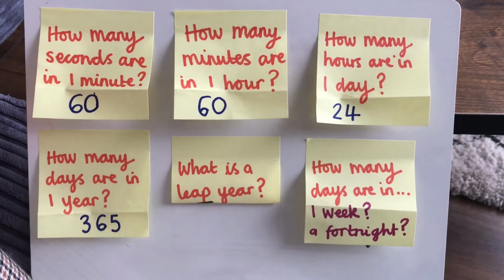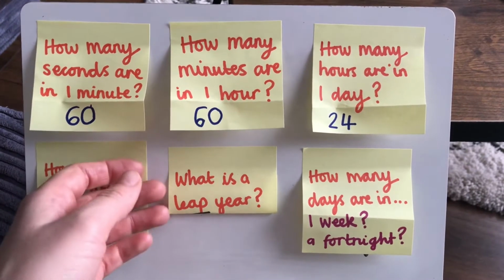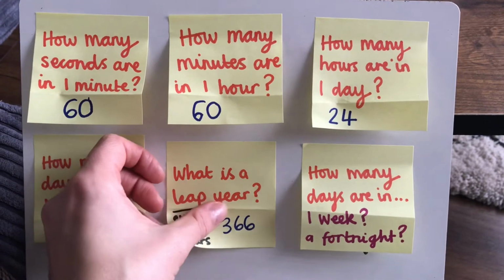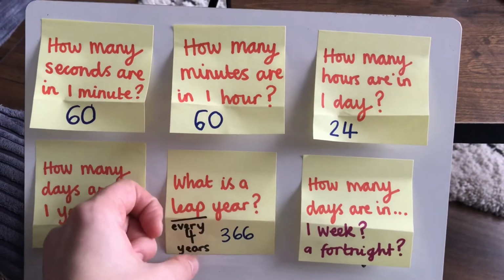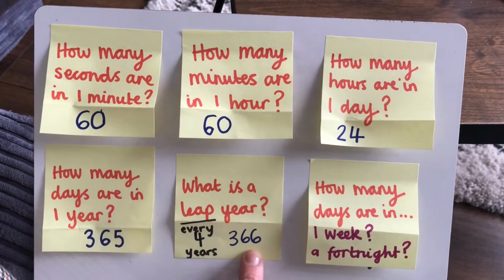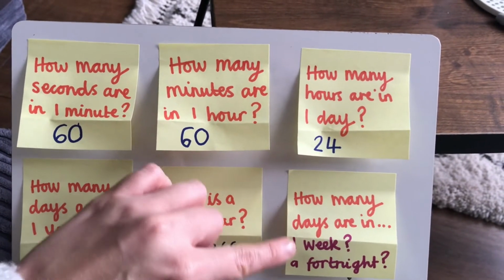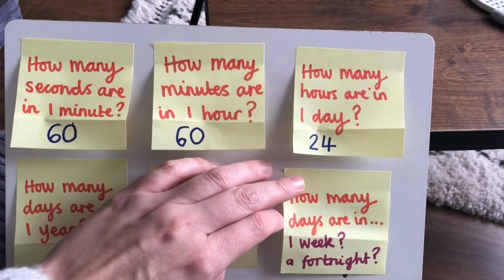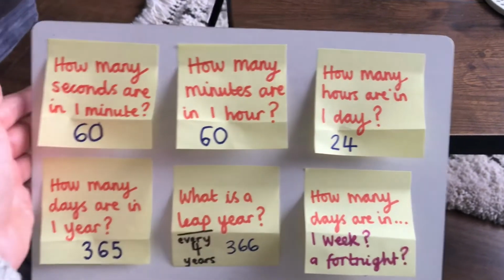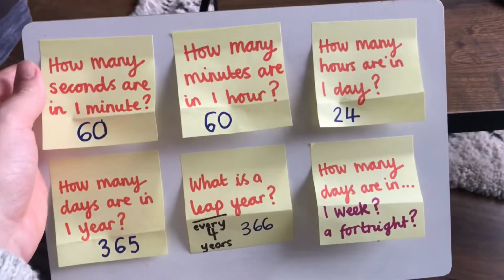Can you remember? Well, we have a leap year once every 4 years, and it's a year that has an extra day in the month of February. So a leap year is a year that has an extra day, so there's 366 days in total. How many days are there in a week? How many days are there in a fortnight? Well, there are 7 days in a week, and in a fortnight there are 14 days, because a fortnight is another way of saying 2 weeks.